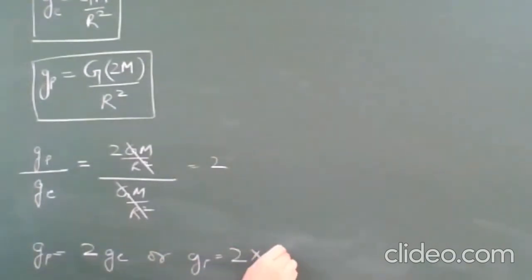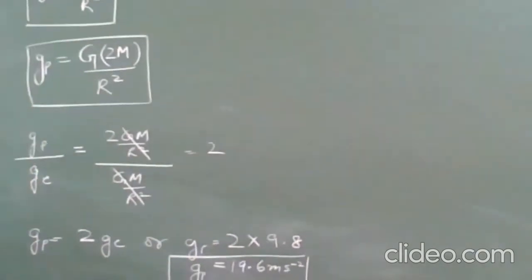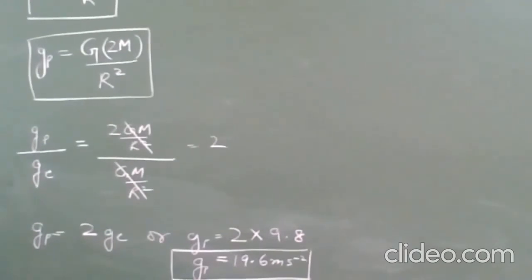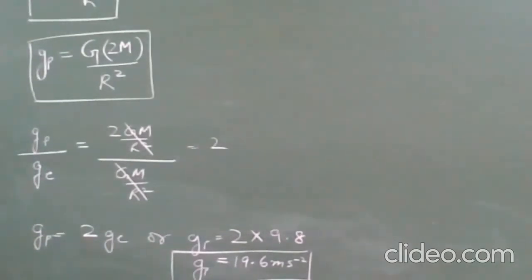What value do we take for g on Earth? We just calculated 9.8. So g on that planet is coming out to be 19.6 meter per second square. So that is the value of g on this imaginary planet, 19.6 meter per second square. I hope the calculation steps are clear to all.